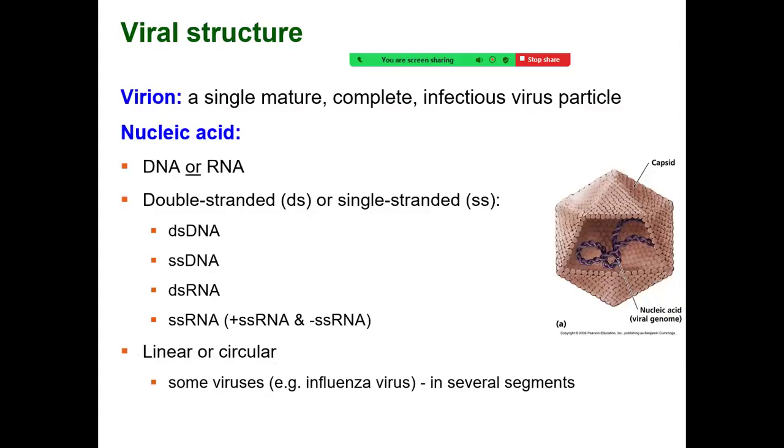And then some viruses can have their genome in several segments, like influenza virus has its genome in several segments. This is actually normal in a eukaryote cell. Our genome is in several segments, and we call each segment a chromosome. You do not call a segment in a virus a chromosome because a chromosome contains protein and DNA, and the viral genome does not contain protein. So it's not called a chromosome. Any question about any of that?